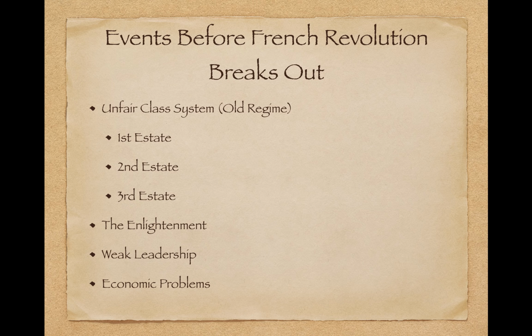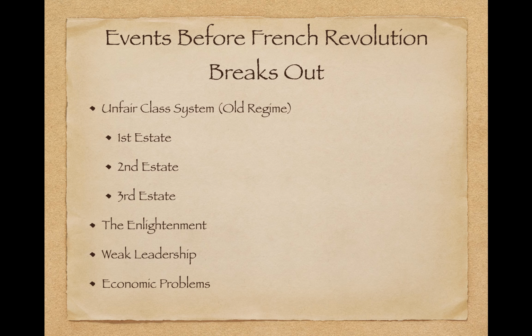So the Enlightenment is really, really going to play a huge part in the revolution when it breaks out, especially with the Third Estate, because the Third Estate basically gets fed up with the way they're being treated in France, and they're going to look towards these new Enlightenment ideas, and they're going to accept and embrace these ideas, and that's going to help cause the revolution. The third reason why the revolution will break out is because of weak leadership.